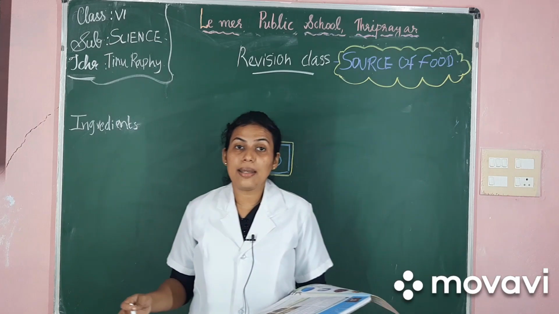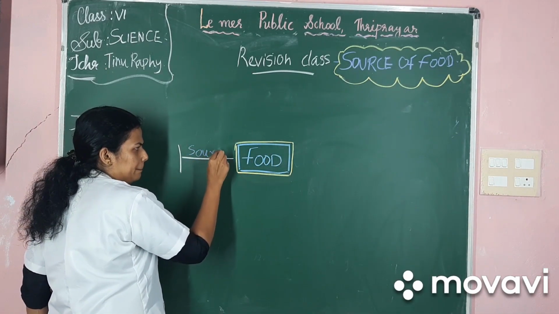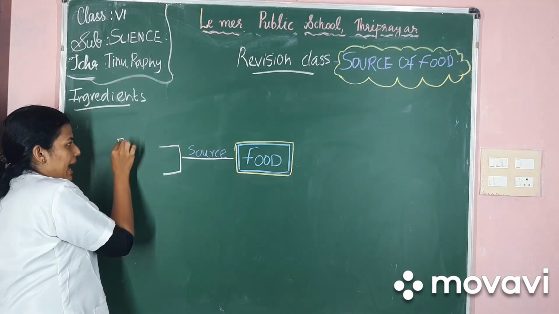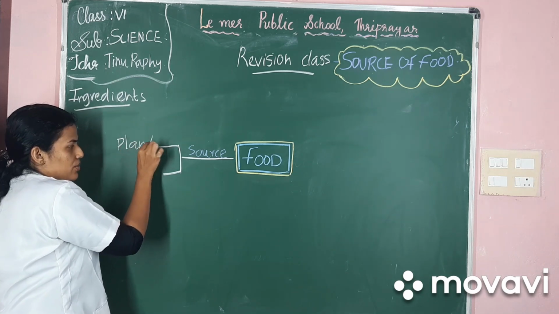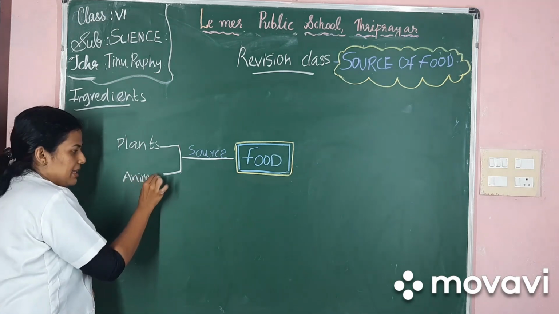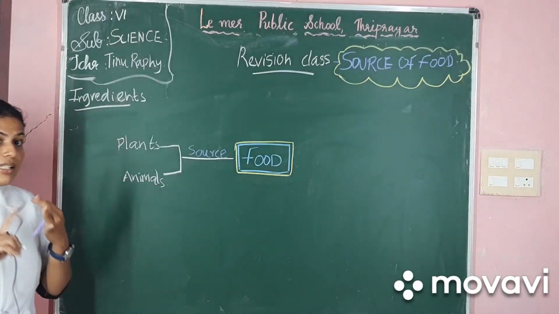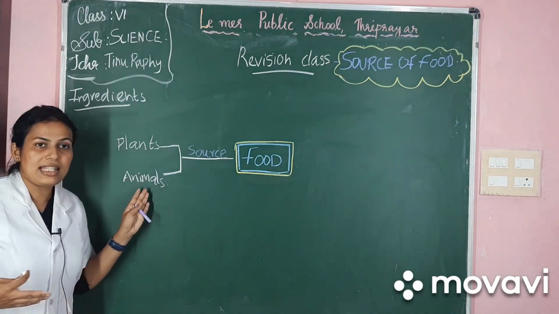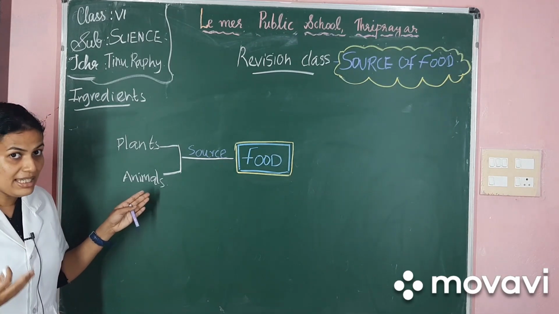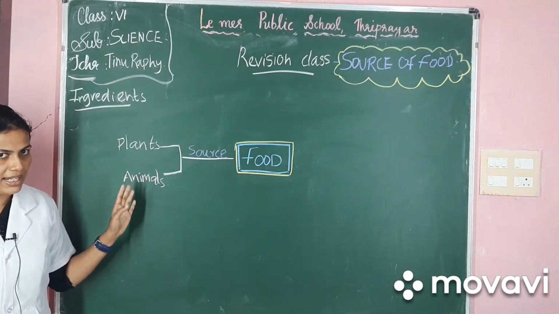Now, later we learned about the sources of food. We learned two sources: the first is plants, plants are a source of food, and the second one is animals. Plants are a source of food, for example, cereals, pulses, fruits, vegetables. Whereas animals are a source of food like milk, meat, egg, etc. So we learned two sources of food, that is plants and animals.